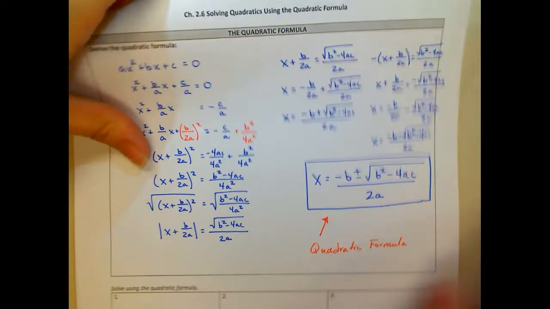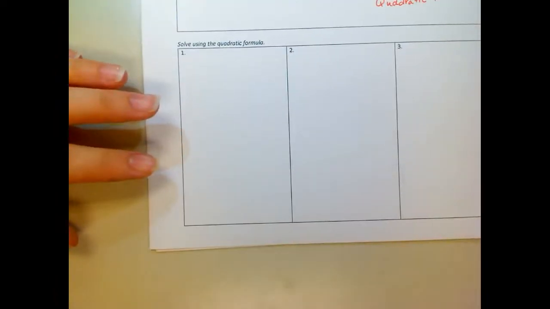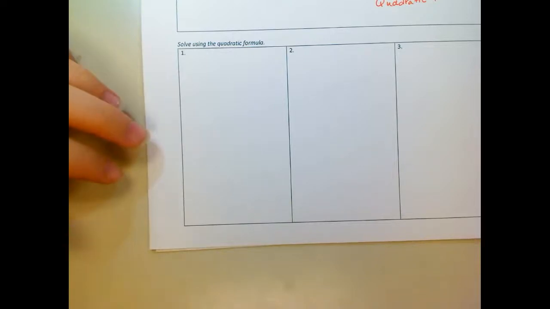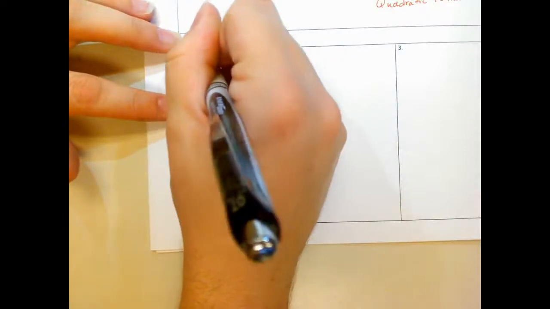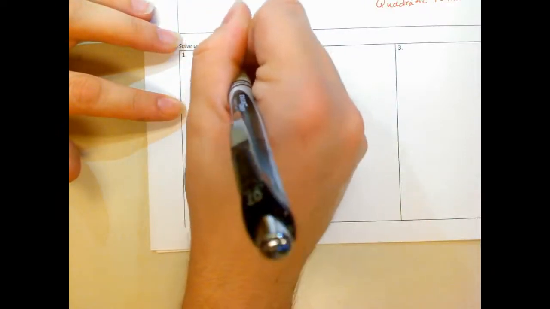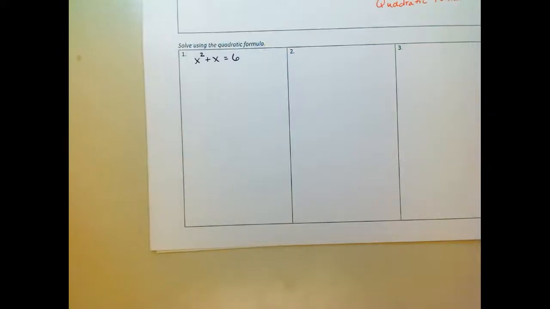Alright, so now we're going to solve some equations using the quadratic formula. So starting with number 1 here, I'm going to do one with you together so you know what my expectations are, and I'm going to have you try some, okay? So starting with number 1, we're going to have x squared plus x equals 6.